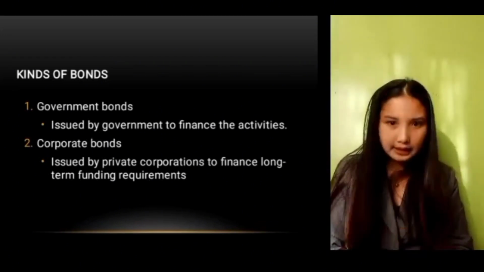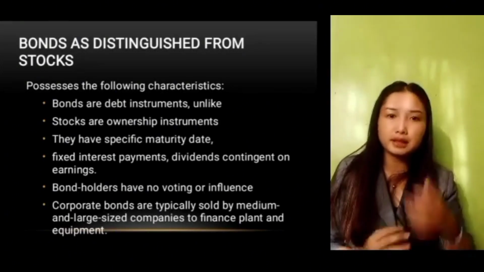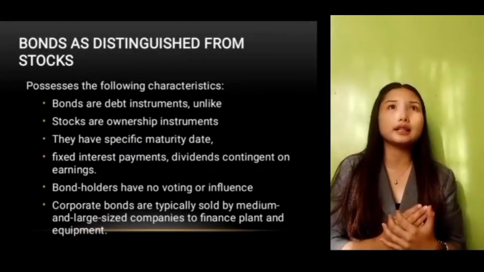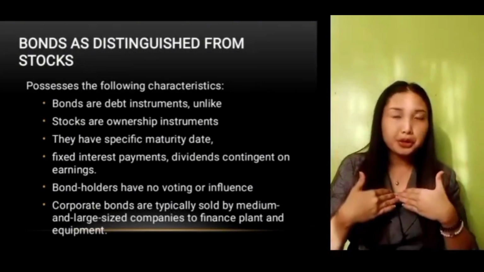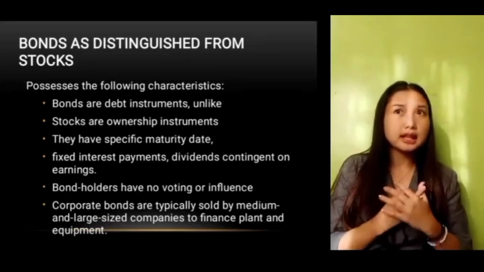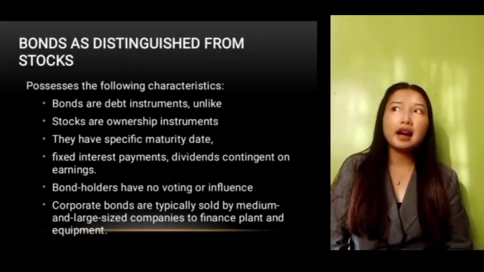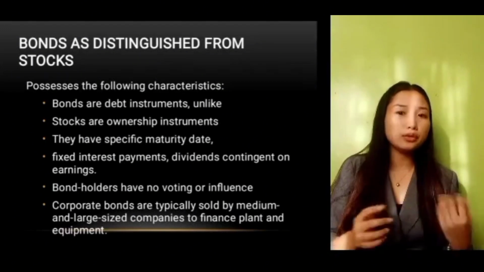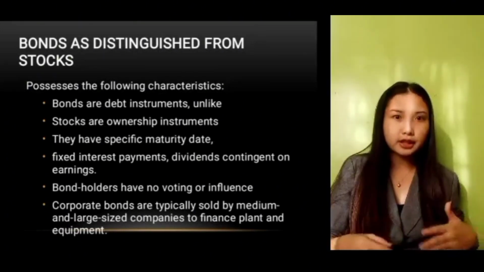Next, let's talk about bonds as distinguished from stocks. Let's see how bonds differ from stocks. What is a stock and what is a bond? A bond is a debt instrument, so it is a debt, while a stock is an ownership instrument. So it is an asset. It is something you own. Since a bond is a debt instrument, it is a liability, while a stock is an asset because it is an ownership instrument. Bonds have specific maturity dates and fixed interest payments, while stocks earn dividends. Bondholders have no voting rights or influence, unlike stockholders, who have votes.